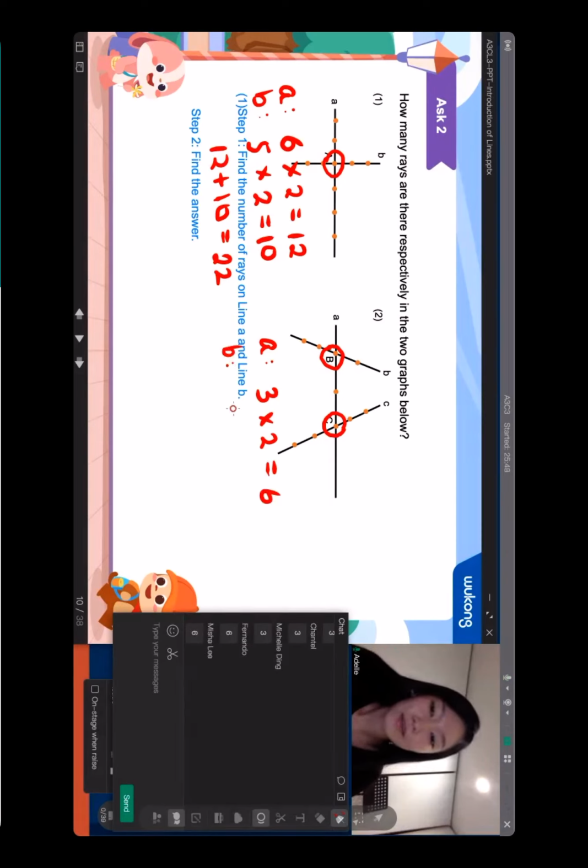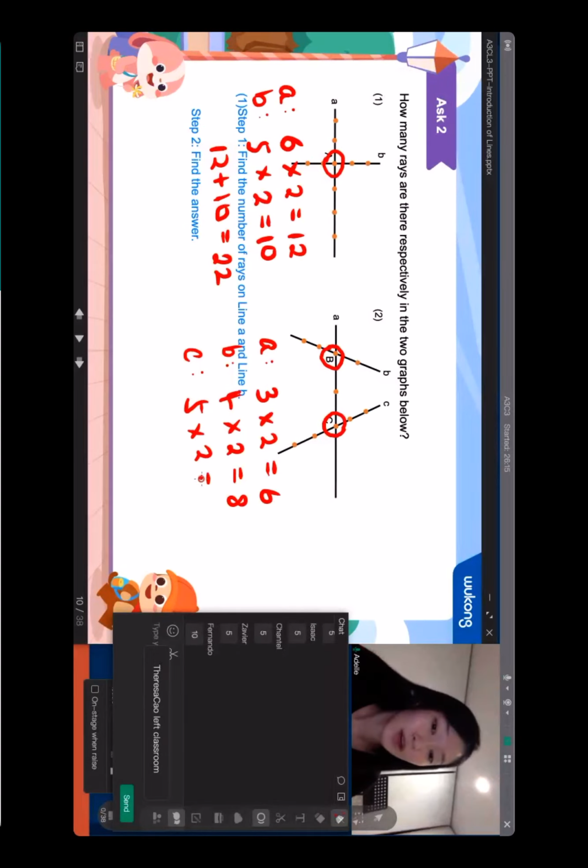And let's look at line B. How many endpoints do we have on line B? Yes, we have 4 endpoints, and again, multiplying that by 2 will give us 8 rays. And what about line C? Yes, we have 5 endpoints, and multiply that by 2, we would have 10 rays. So we're going to add them all together. 6 plus 8 plus 10 will give us 24 rays.